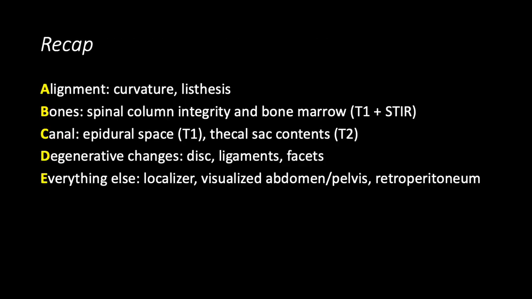As a quick recap of our search pattern, we looked at the ABCDEs of MRI spine evaluation. We can assess alignment primarily on the sagittal images and any available coronal imaging. We're looking at spine curvature as well as listhesis.